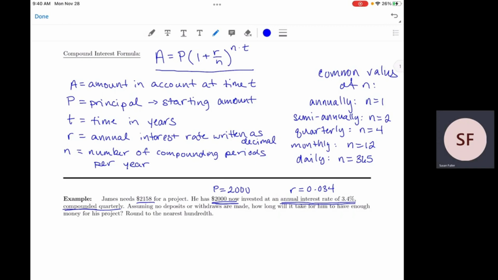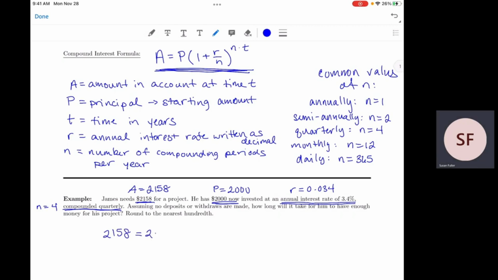Because this is going to be compounded quarterly, that means our N value is 4. And he wants to know how long it's going to take to have $2,158 in the bank. That's the amount A that we want to be in the bank. We just don't know what the time T is. That's what we're going to be solving for. So let's plug all of these values into our formula up here. So my A value is $2,158.